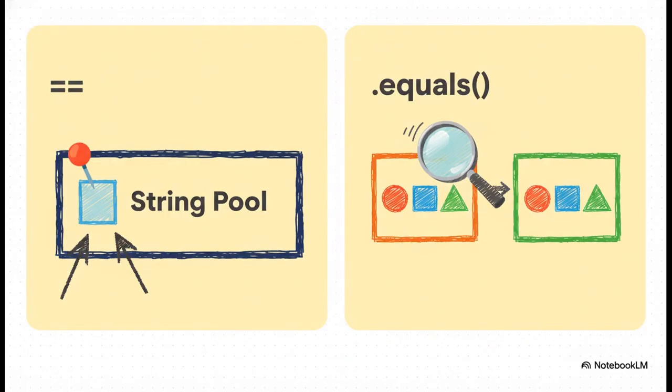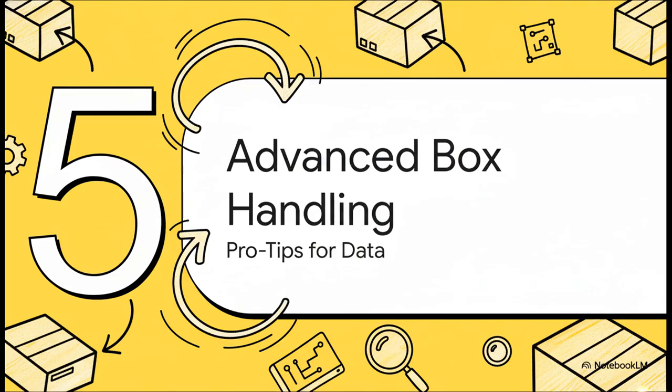Super efficient. Now, because of that string pool trick, we have to talk about something that trips up almost every new programmer. If you use two equal signs, double equals, to compare strings, you're not asking if they have the same letters. You're asking, are these two variables pointing to the exact same spot in memory? What you usually want to ask is, do the contents of these two boxes match? And for that, you almost always need to use the dot equals method. It's a crucial difference.